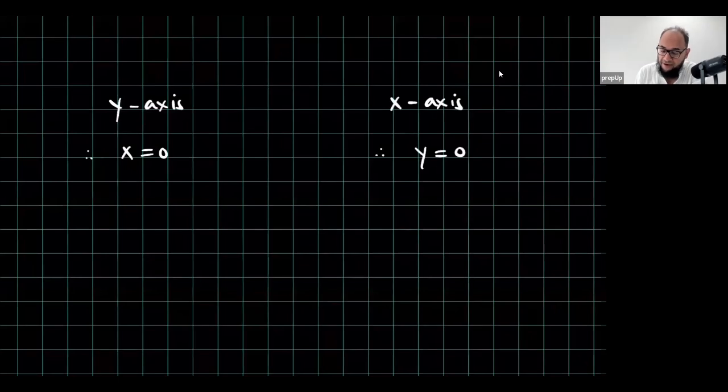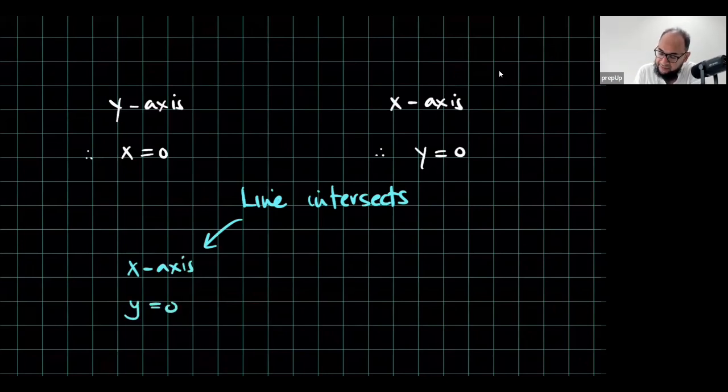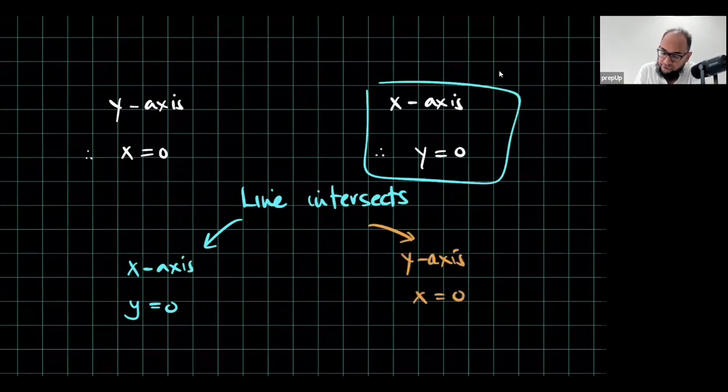That is why when we say a line intersects or intercepts the x-axis, we say y equals 0. That is this thing right over here. And when it says the line intersects the y-axis, therefore x equals 0, that is right over here.